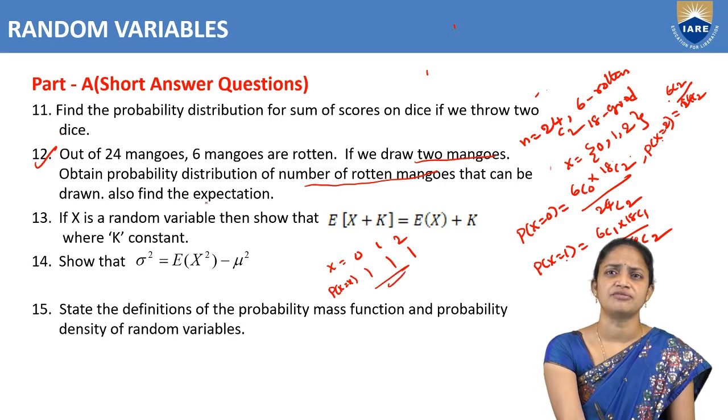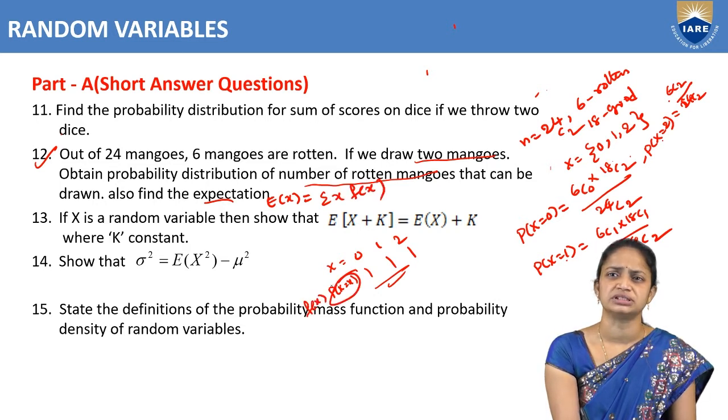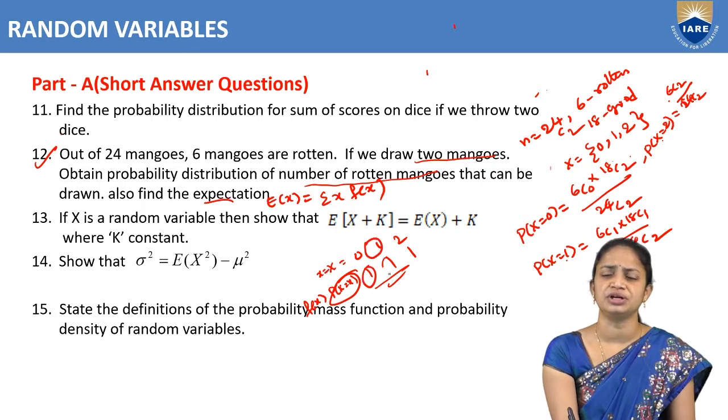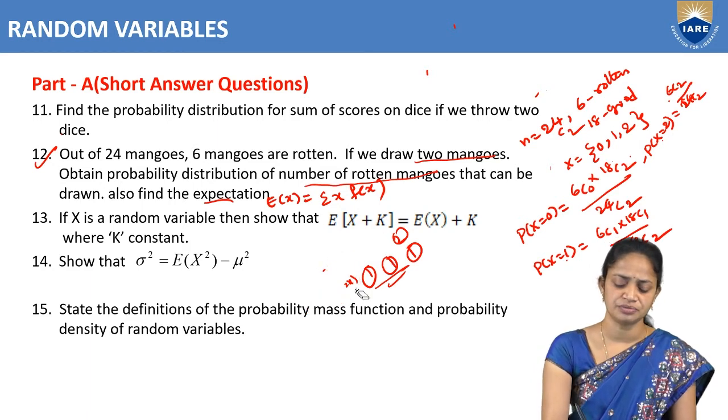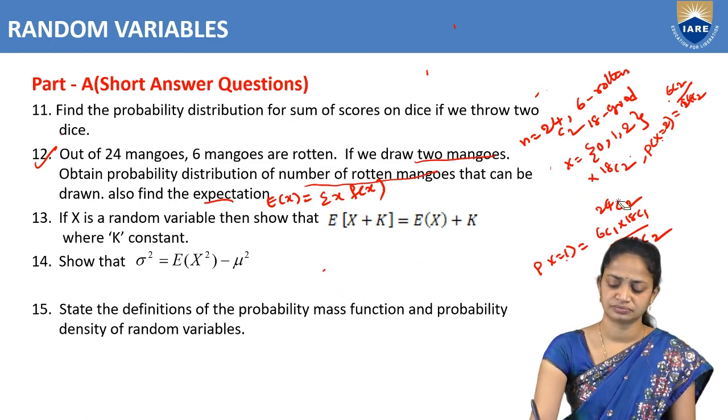After that we have to find the expectation. What is the expectation formula? Expectation of x equals the summation of x into f of x, where this value is f of x and this is small x. So it is 0 into the first value plus 1 into the second value plus 2 into the third value. That is the summation of x into f of x.